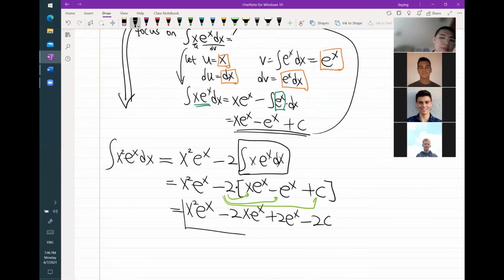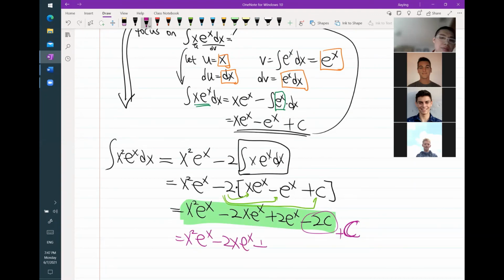But this is the antiderivative we got at the end. Like I said before, this minus 2c, you can just call it a different c. So it doesn't matter if it's minus or plus, you can just write a plus with a different c at the end.